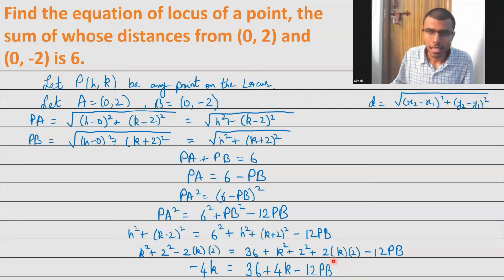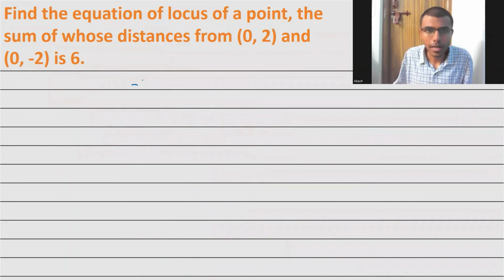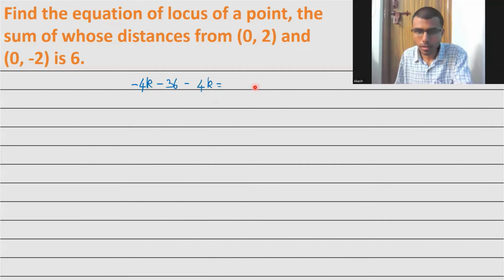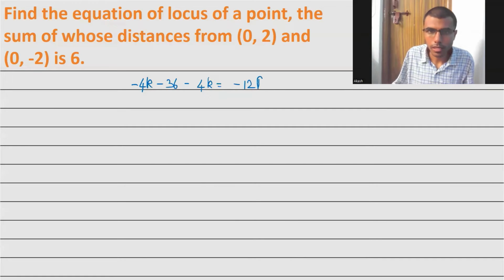Okay. Now, what I'm going to do is get 36 and 4k to the LHS. So here I have minus 4k minus 36 minus 4k is equal to, what else is left? Minus 12 PB. Now, minus 4k minus 4k is going to be minus 8k. Okay. So minus 8k minus 36 is equal to minus 12 PB.